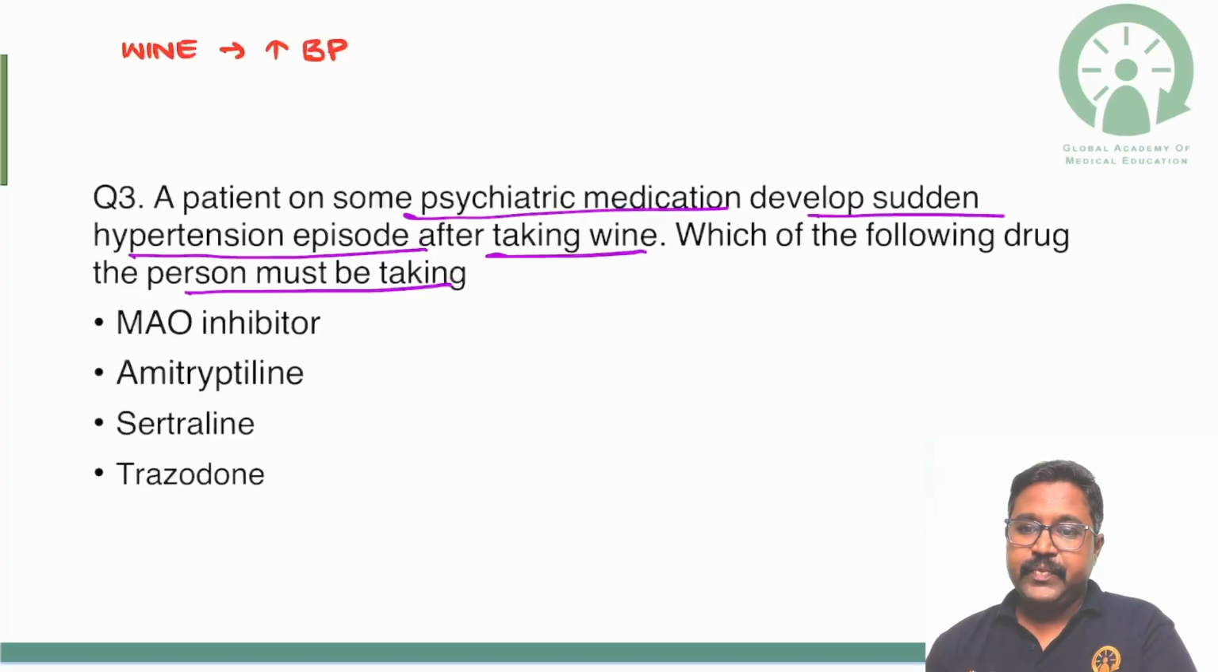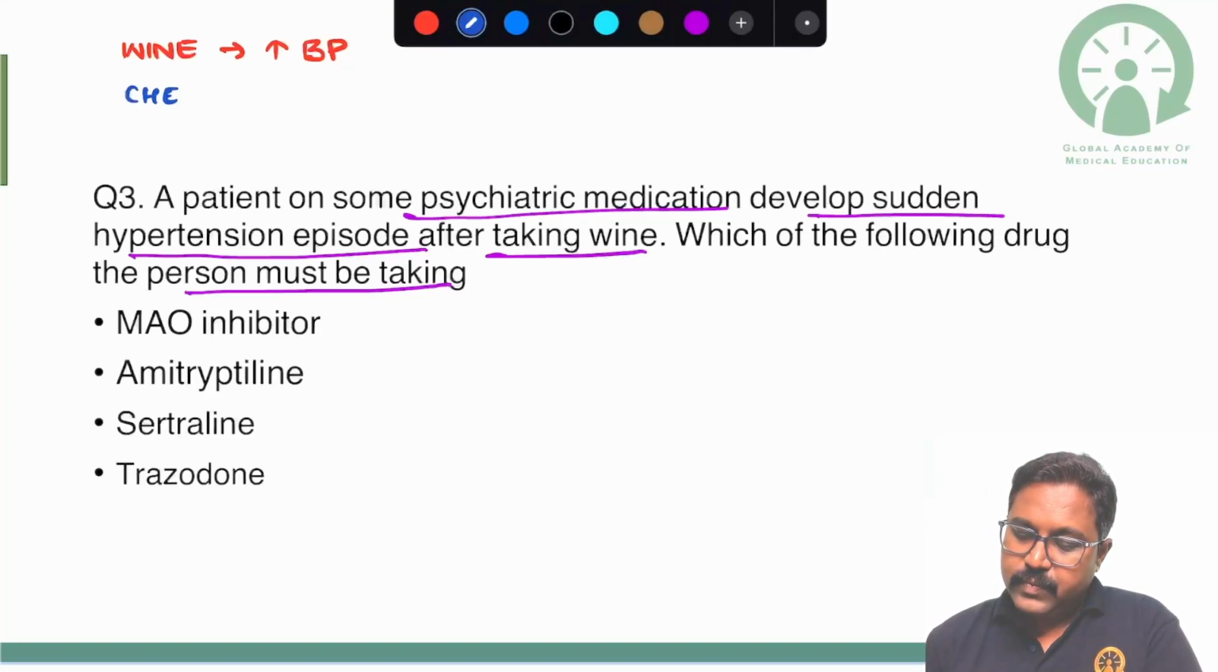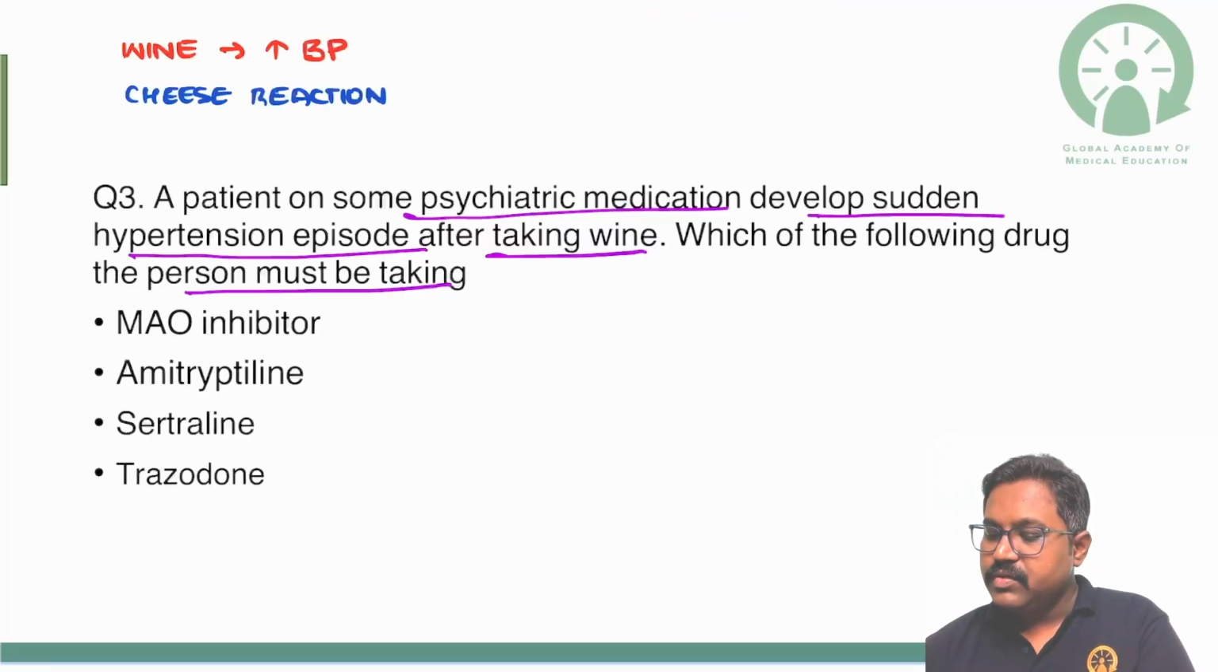So this is the straight away direct question which revolves around the cheese reaction. So please remember, it revolves around the cheese reaction. So what do you understand by cheese reaction? So usually cheese reaction is seen whenever a tyramine containing rich food is combined with the monoamine oxidase inhibitors.